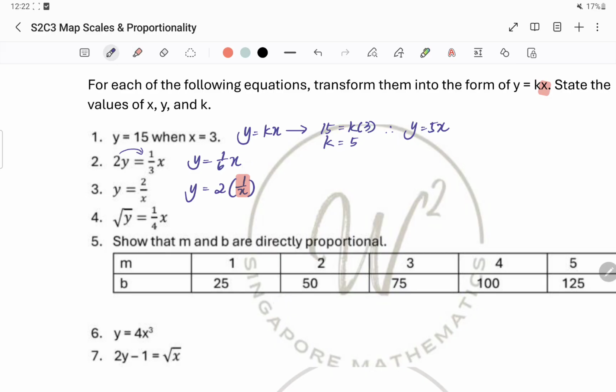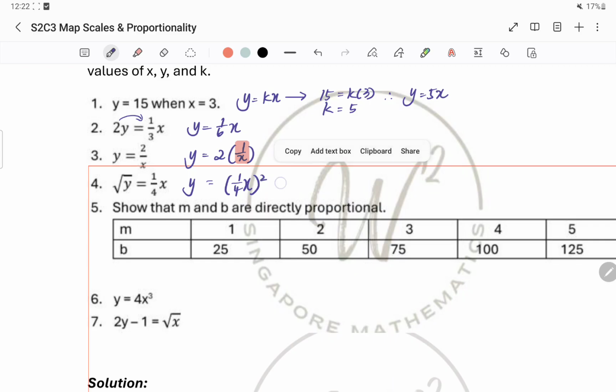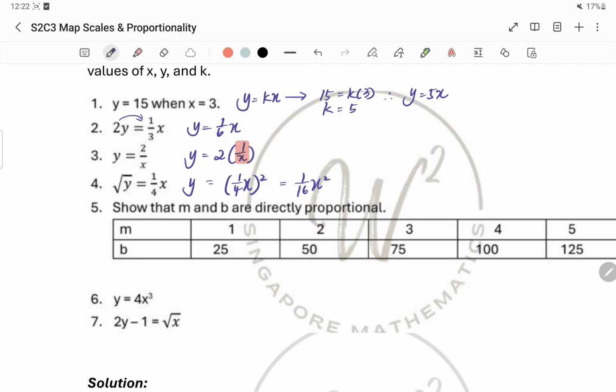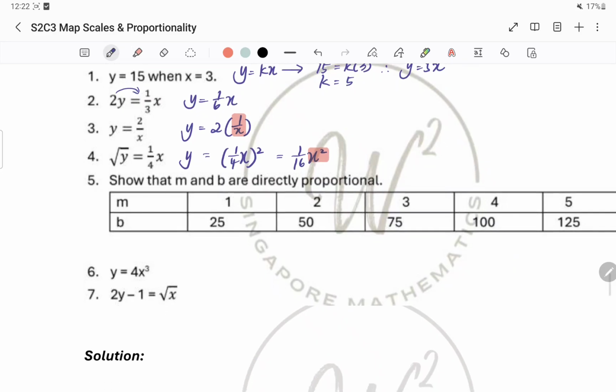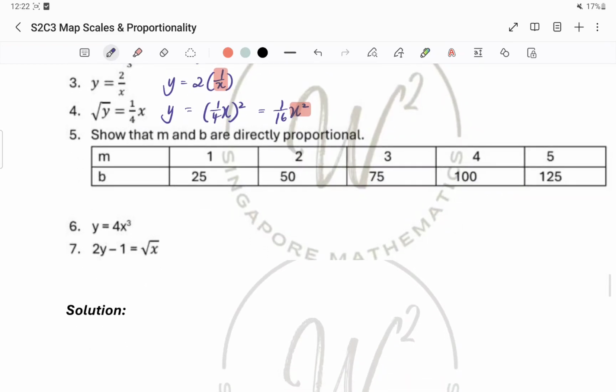Okay, this one you can put them y equals to square, right? Square root bring over will be square. You should get 1 over 16x squared. Then this one, the whole x squared is x. Okay, then I will skip the question 5 first.